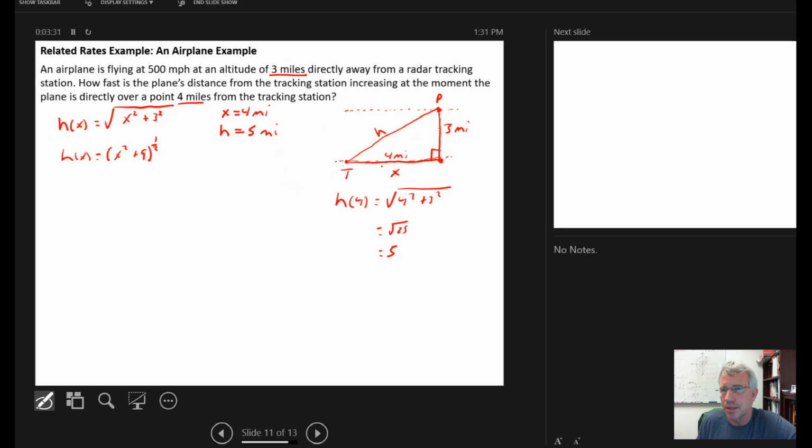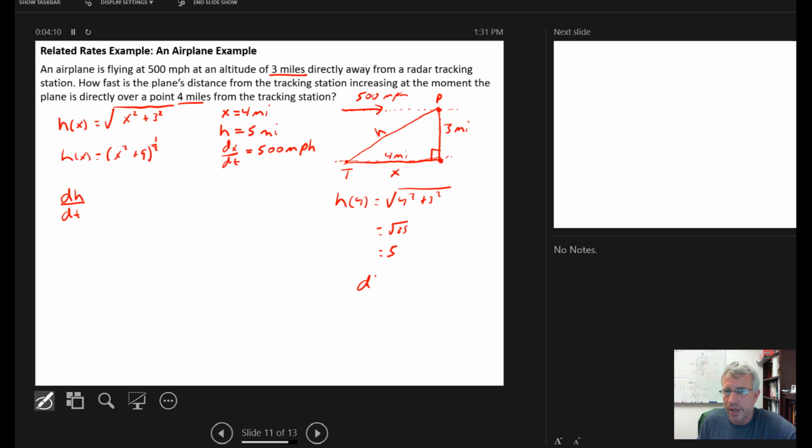And the distance x is changing. I actually know dx/dt, because if the plane's flying at 500 miles per hour, then the distance from the tracking station to the point directly below the plane is going to be changing at 500 miles per hour as well. So I know that dx/dt is equal to 500 miles per hour. So if I want to know the speed at which the distance from the plane to the tracking station is changing, I need to calculate dh/dt.